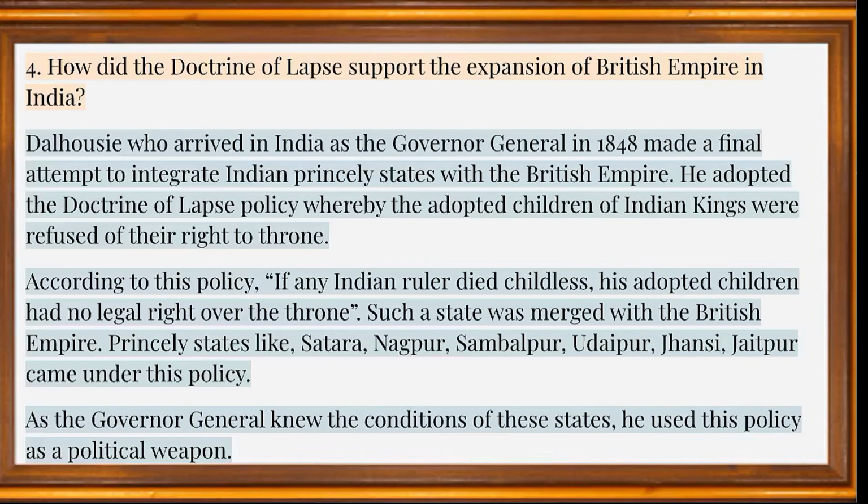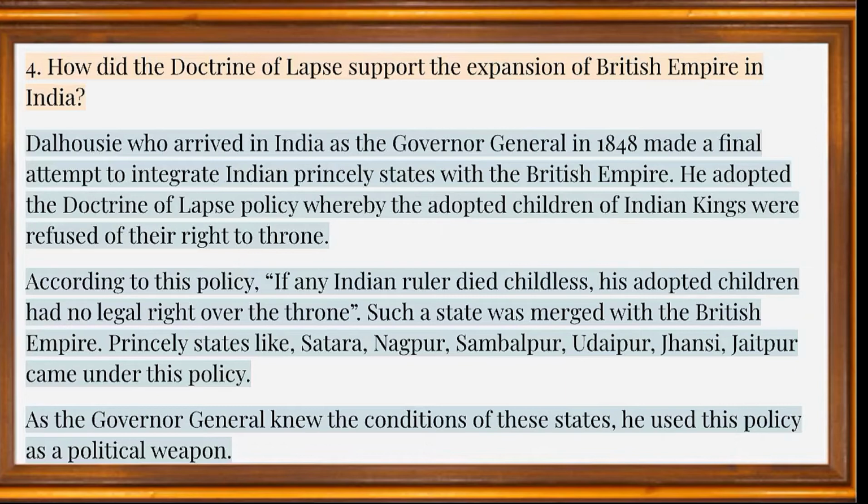Question number 4. How did the Doctrine of Lapse support the expansion of British in India? Dalhousie, who arrived in India as the Governor General in 1848, made a final attempt to integrate Indian princely states with the British Empire. He adopted the Doctrine of Lapse policy, whereby the adopted children of Indian kings were refused their right to throne.